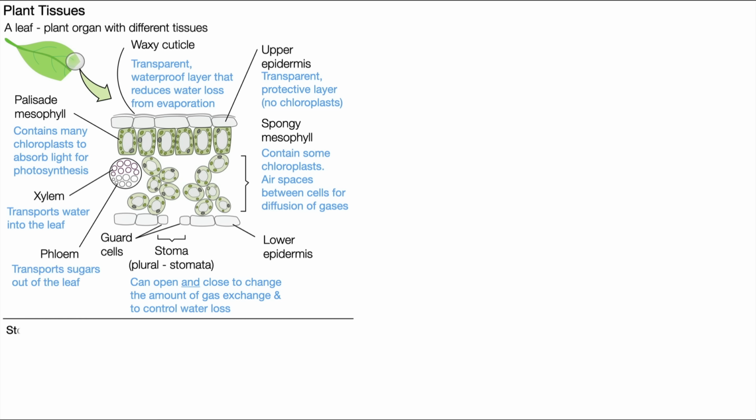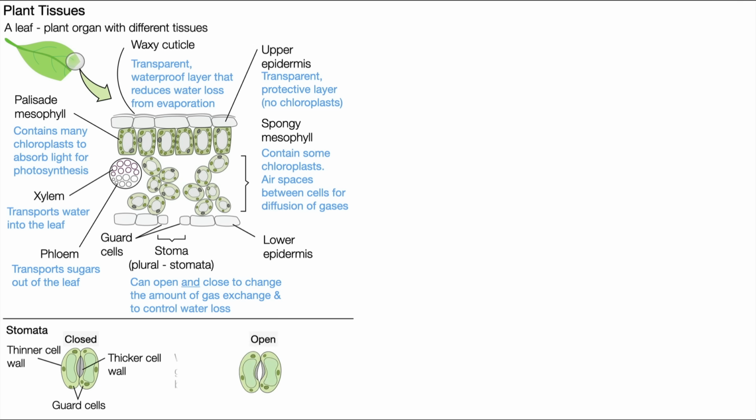One more detail about stomata. Here is a top-down view of a stoma, and it's closed. These are the two guard cells. We have a thin cell wall on the outside part, and we have a thicker cell wall on the inside part. That means that to open, water can be absorbed by the guard cells by osmosis, and that causes the stomata to open. The guard cells swell and the stoma opens.